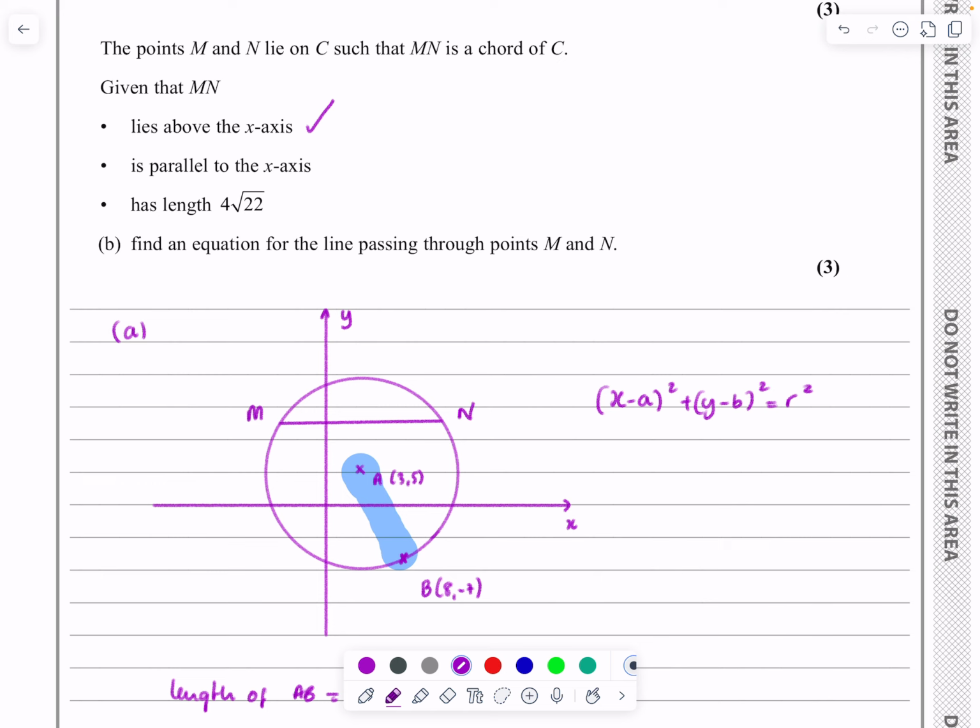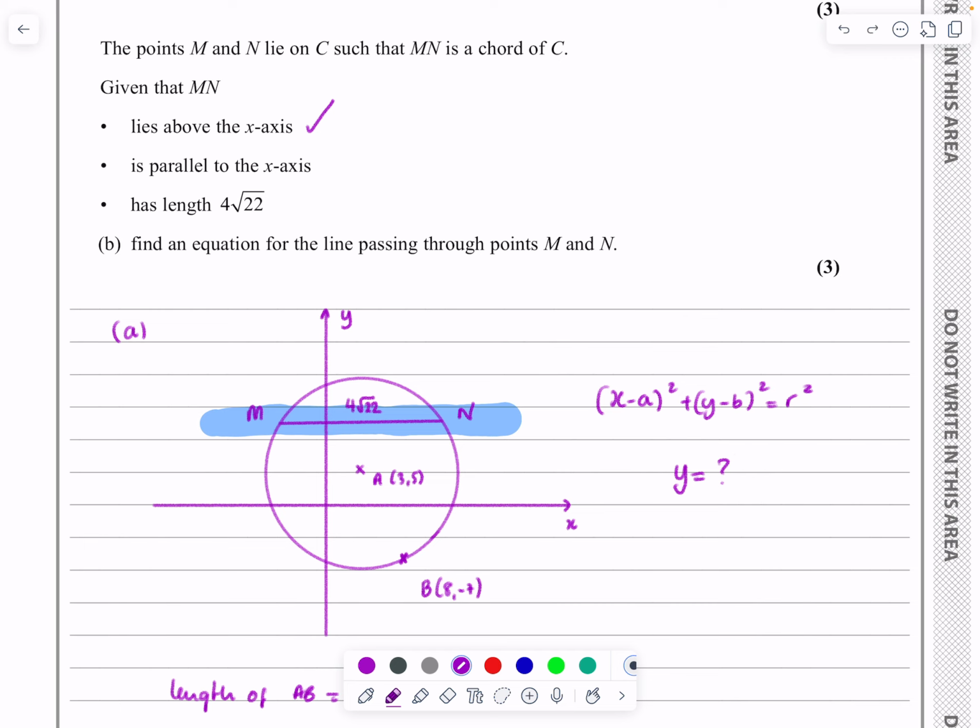And it also tells me, let's just get rid of some of the other parts of the diagram here. It also tells me that the length of the chord is 4√22. So we've got 4√22 there. And then it says, can we find the equation of the line that passes through that? Well, I can absolutely find the equation of that line. The equation of that line is just going to be y equals something, because it's a straight line parallel to the x-axis.